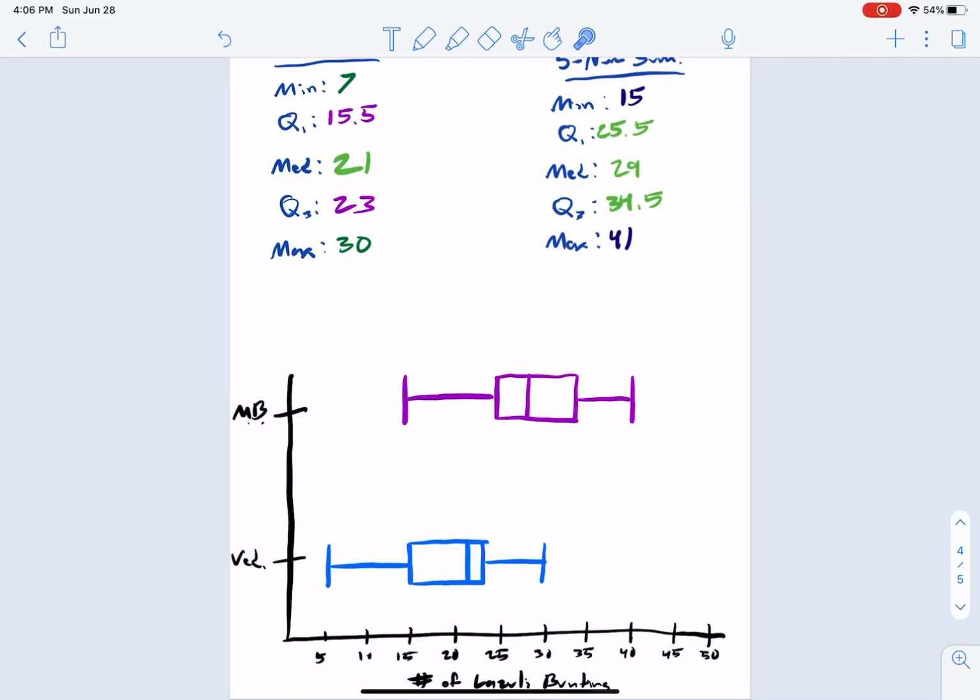So the kind of general take home here is that there are more counts of lazuli buntings at Medbo than there are at Vitavu. There are smaller counts per unit at Vitavu than there are at Medbo. That's fine. The medians are in different places. That's all right. That's okay. And then, that's that, I'll say.